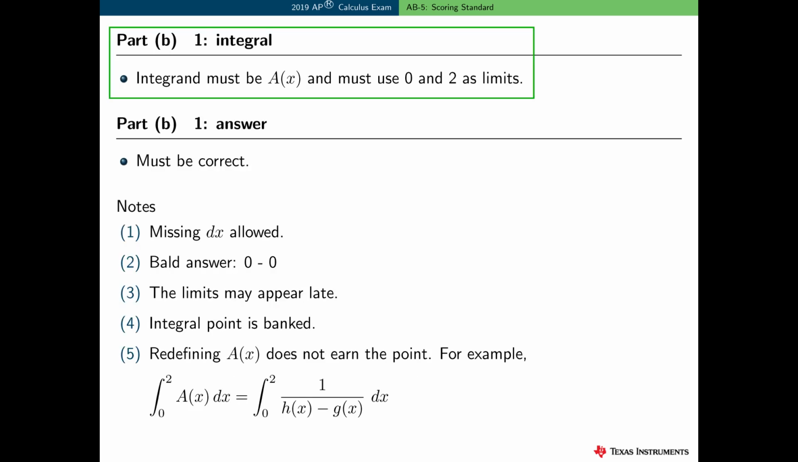Part B was worth 2 points, and the first point was for the integral. It's pretty straightforward. We need to see the integrand as a of x, and we need to see the limits, x equals 0 and x equals 2.